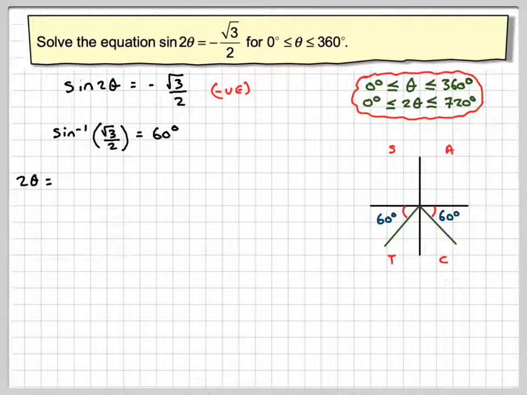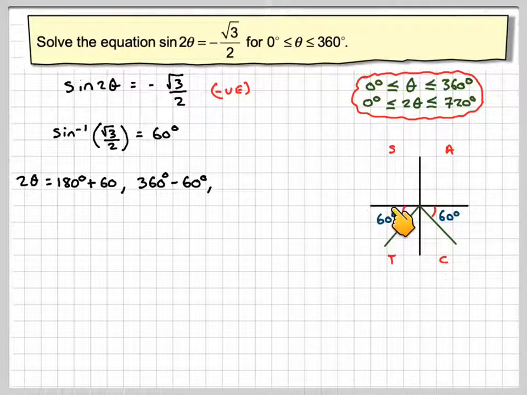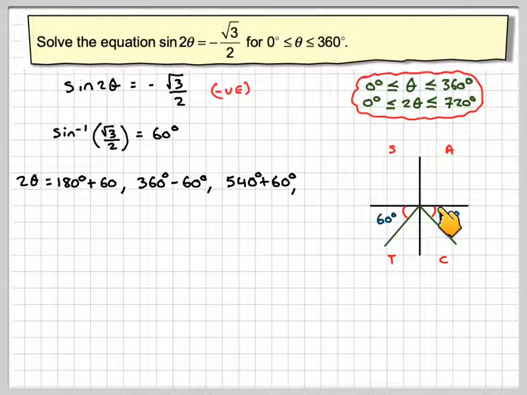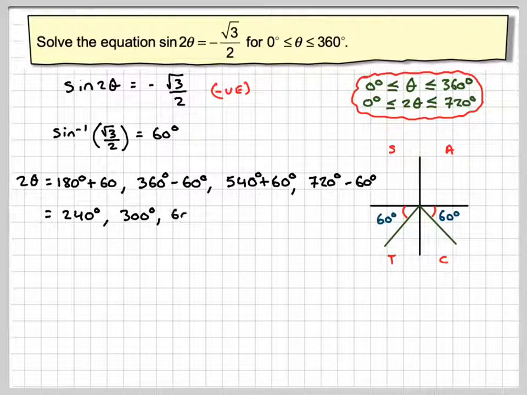So 2θ will be this angle here, so that will be 180 plus 60, and this one, 360 minus 60, and then going around for another time, that will be 540, that's 360 plus 180 plus 60, and then 720 minus 60. Simplifying each of these, we get 240, 300, 600, and then 660.